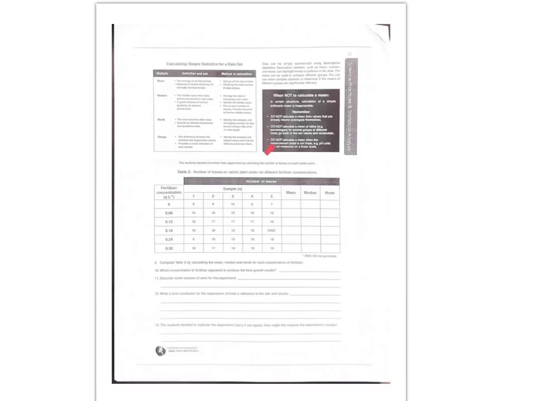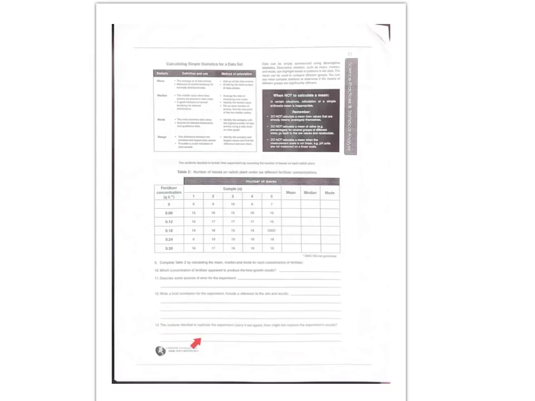And remember these rules as far as calculating averages, or means, I should say. A brief conclusion for the experiment should include a reference to the aim and the results. And the aim is to see what's the best concentration of fertilizer. And I think you can write your own conclusion.